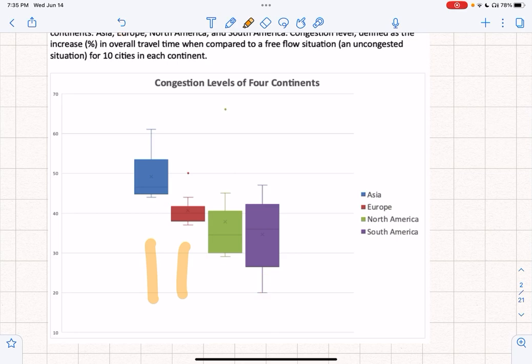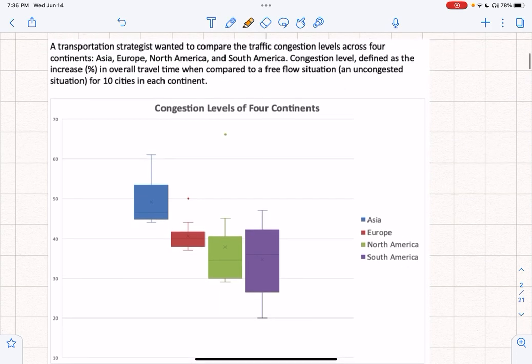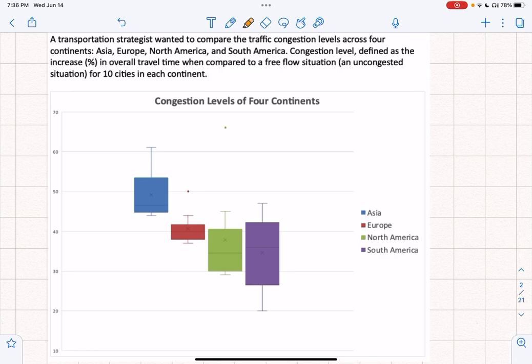And the idea is that we have this continuous response. This response is the increase in traffic congestion. That's our response. We're taking means of that. And then our factor would be the continent. And here we have 4 levels: Asia, Europe, North America, South America. So we want to compare the means of the traffic congestion across these 4 levels of the factor.